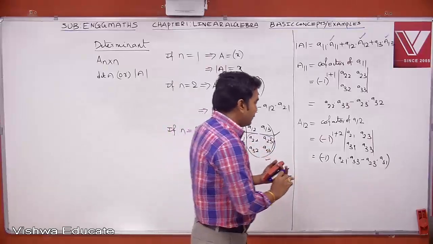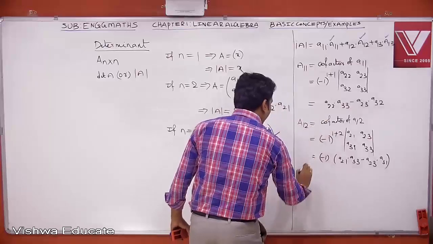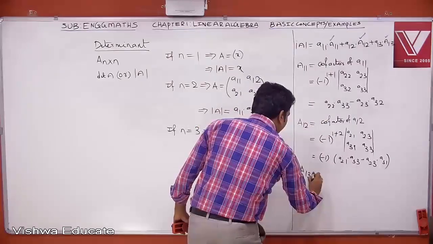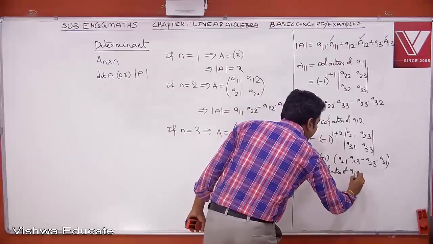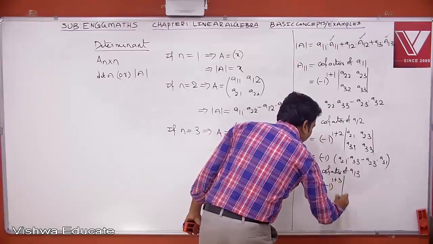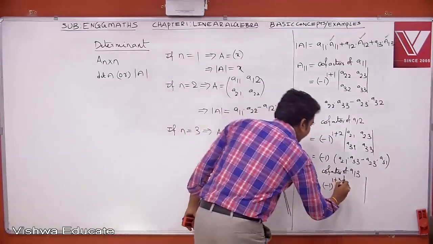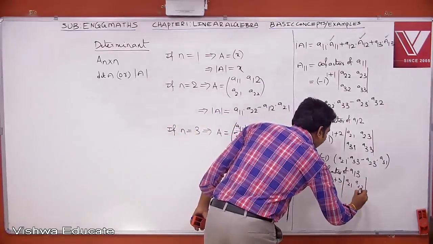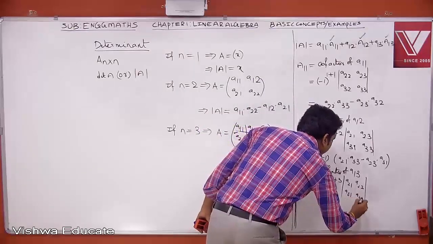In the same way, the cofactor of the next element is capital A13. This is the cofactor of small a13, and it is given by minus 1 whole power 1 plus 3 into the determinant of this particular block. So this is A21, A22, A31, A32.